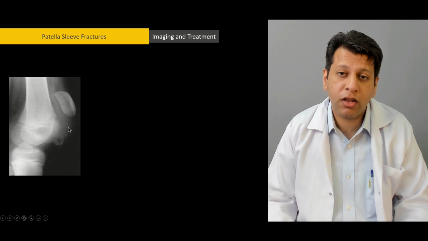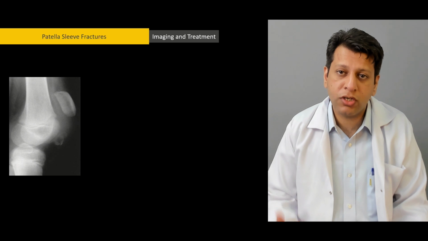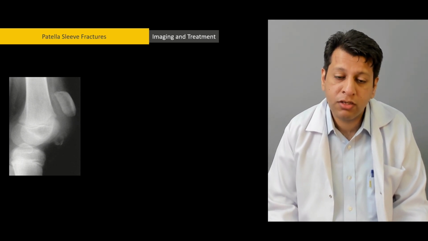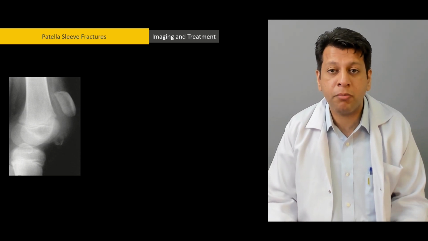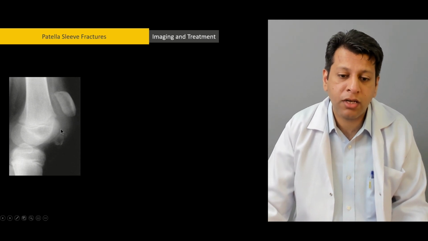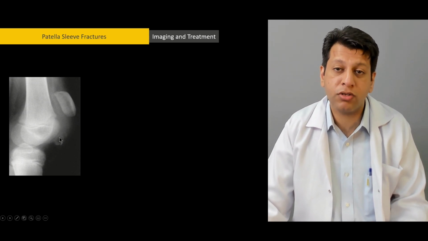Whenever you have a history where the knee is flexed, there is a sudden contraction of the quadriceps, and after that the patient is unable to extend his knee, there is a high possibility that the child may be having a patellar sleeve fracture. And when you get this kind of X-ray with a high riding patella, there may be shadowing, and patella alta is seen as well, along with soft tissue swelling and loss of extension.